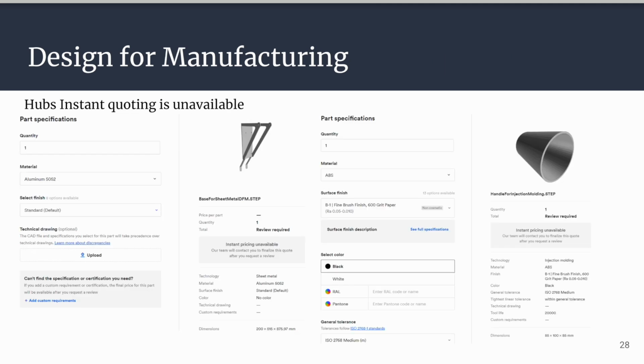Unfortunately, Hubs were unable to provide instant quoting on both parts. This is likely due to a redesign error and should be solved later in the report.